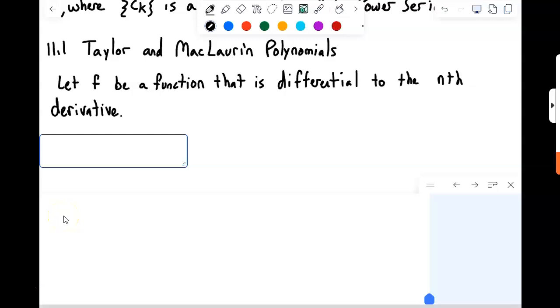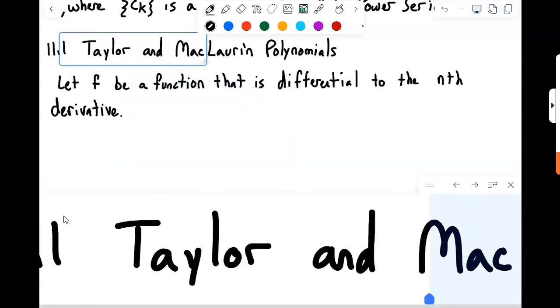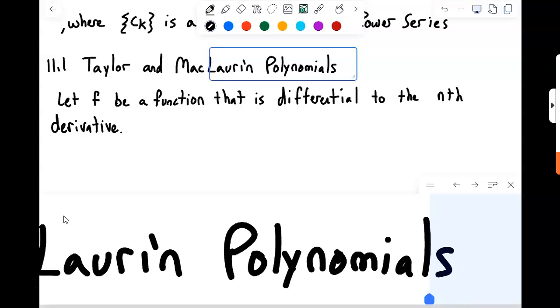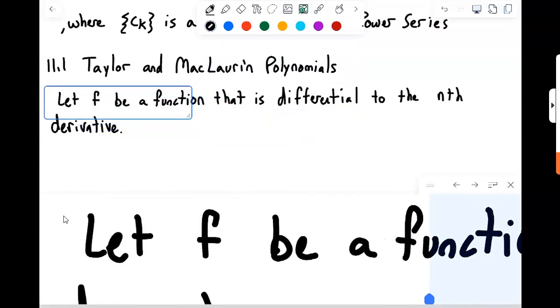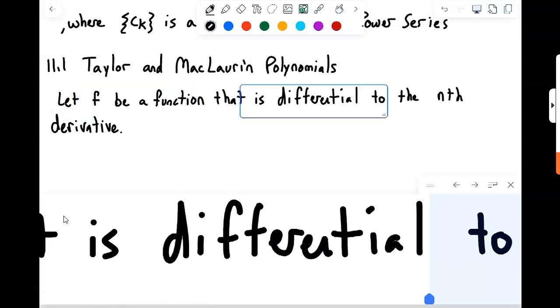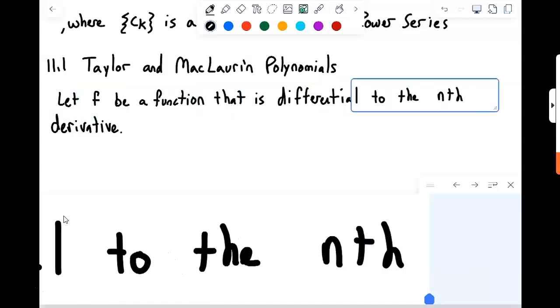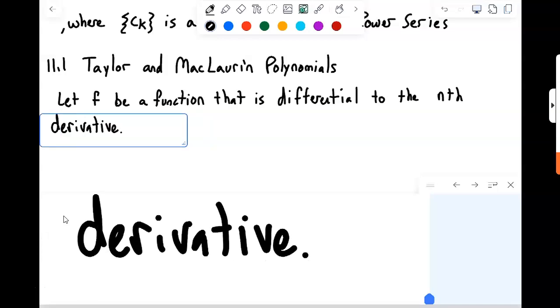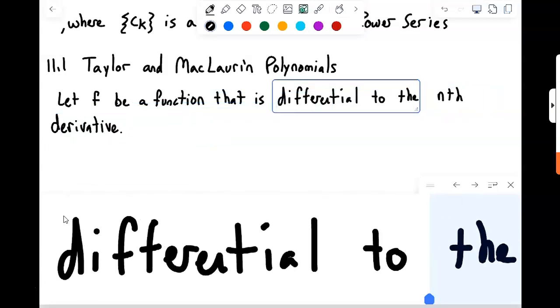Okay, so now we've introduced this idea of power series just briefly. And again, we're going to talk about that more later. Now we're going to stop and focus on these things called Taylor and Maclaurin polynomials. So let's assume we have a function that's differentiable up to some degree, right? We can compute the derivative n times, right? And it has an answer.